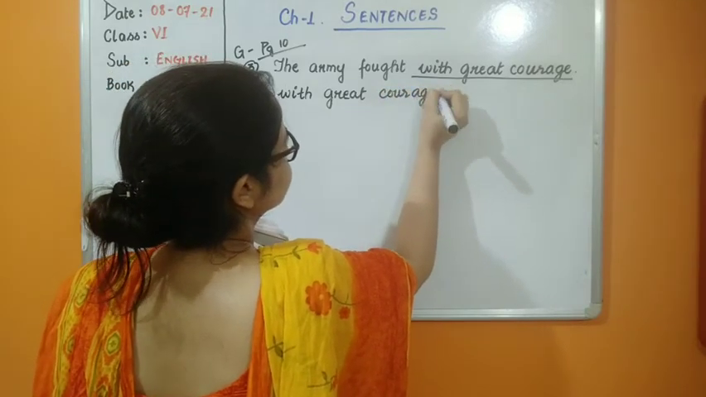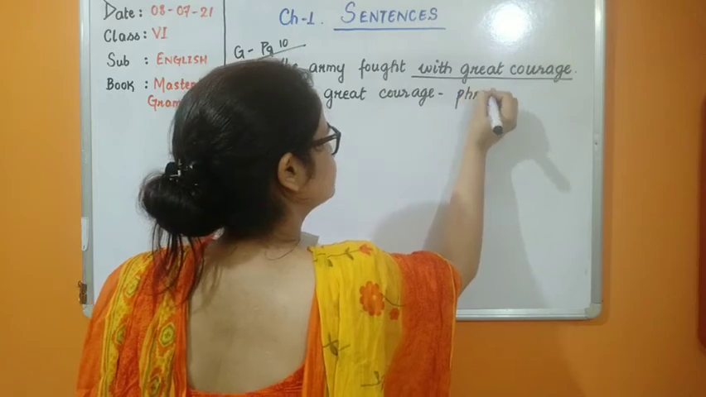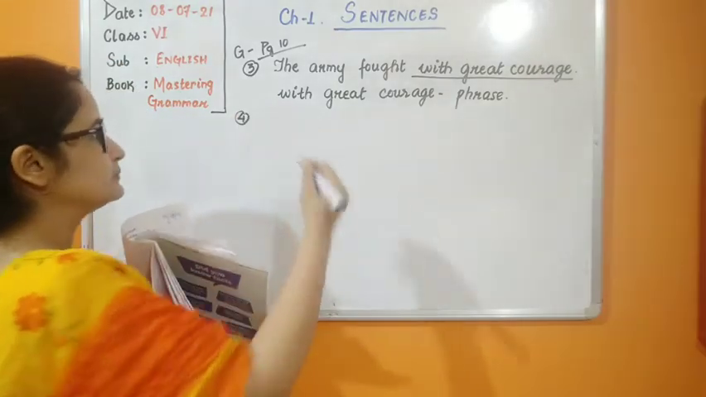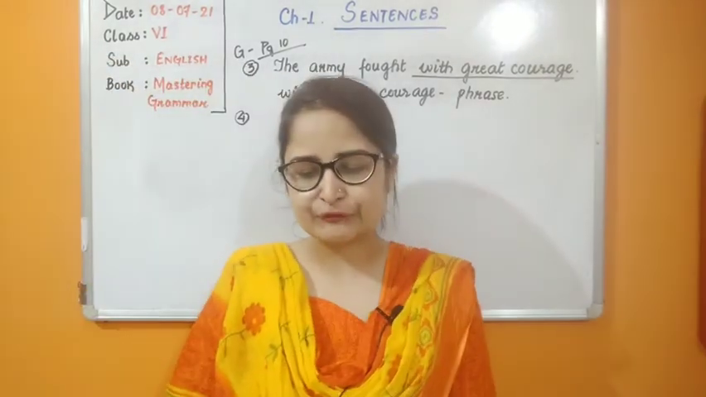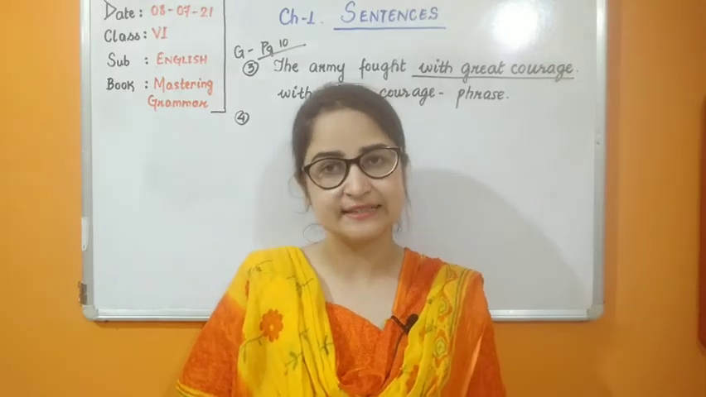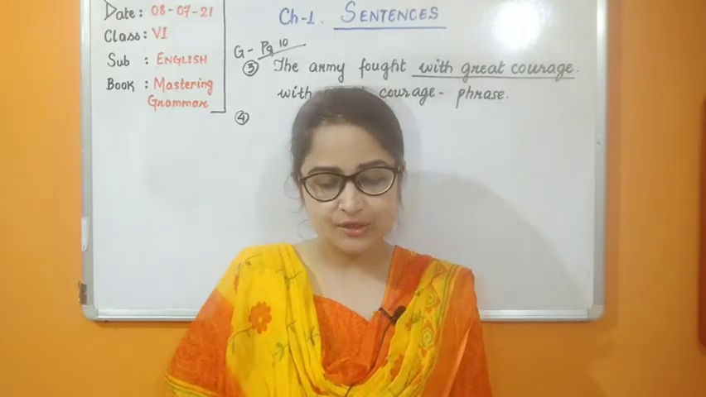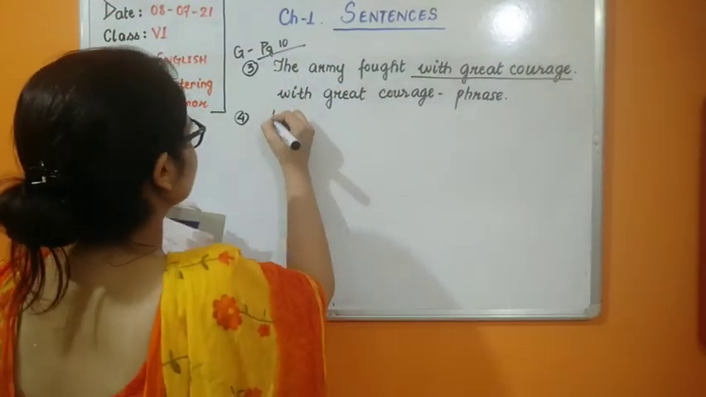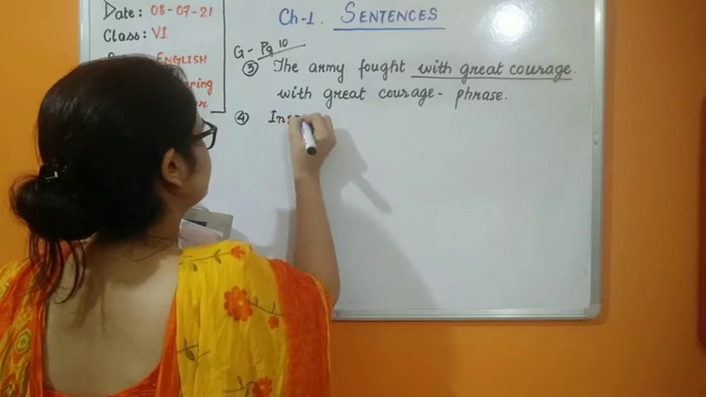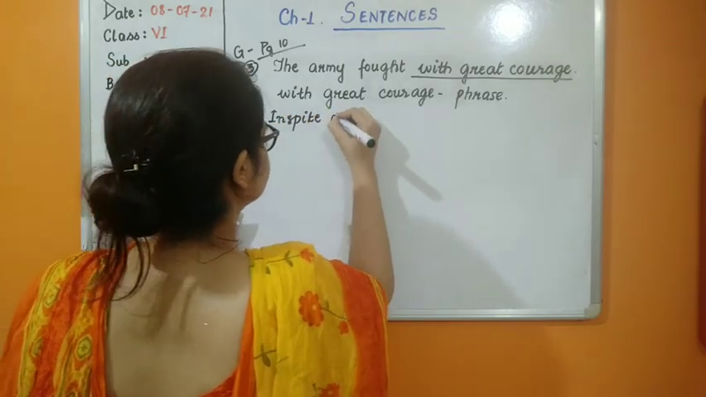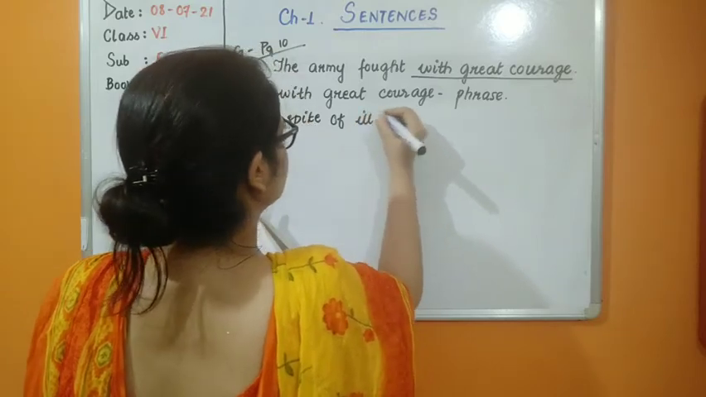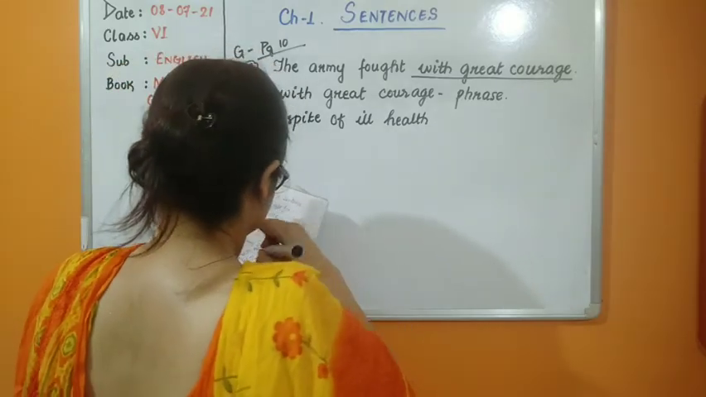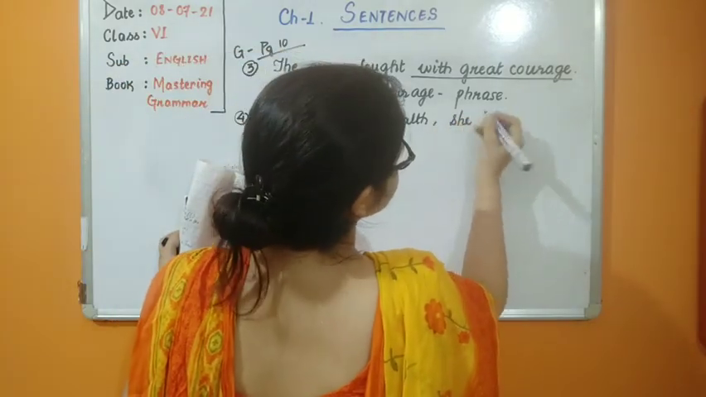Okay, children. Now moving to number 4. Let's see. In spite of ill health, she attended the party. So the underlined group of words is she attended the party. Okay, let's write this down. In spite of ill health, she attended the party.